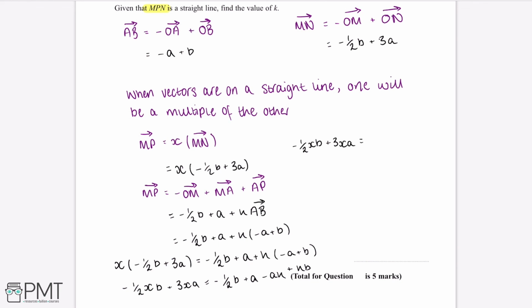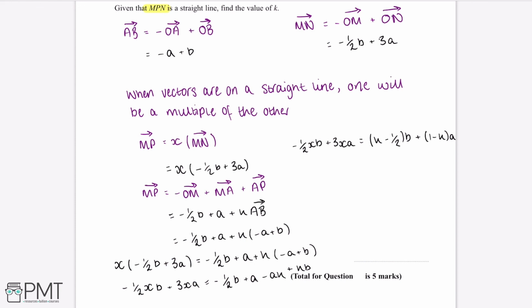First we can factorise out b. We can factorise b from negative a half b and kb, and this will give us (k minus a half) multiplied by b. Next we can factorise out the a from a minus ak, and this gives us (1 minus k) multiplied by a. Now we can do something called comparing the coefficients. This involves comparing the coefficients for both the a and the b term, and then we'll be able to form a simultaneous equation to work out the value of k.